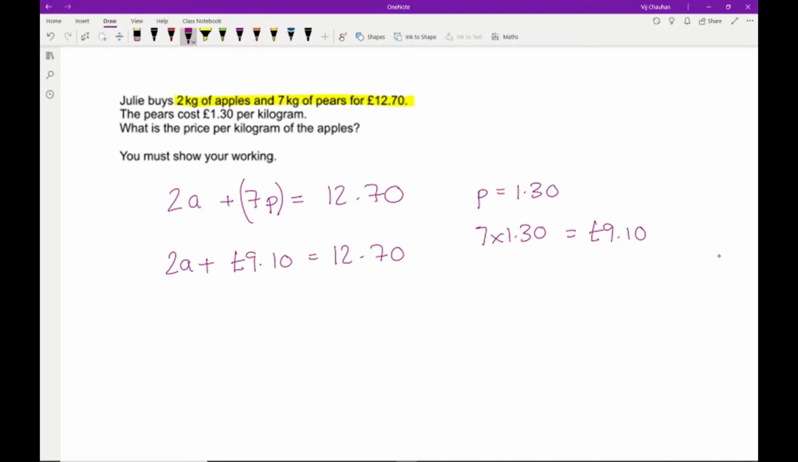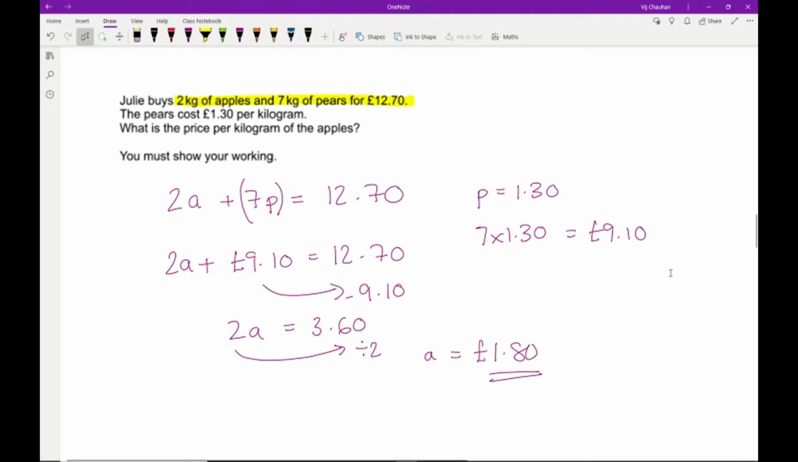Now we need to try and get a by itself. The £9.10 is adding, so we need to take that away to get rid of it. So 2 apples cost a total of £12.70 minus £9.10, which gives me £3.60. If 2 apples cost £3.60, to work out the cost of 1 apple I divide by 2, which gives £1.80. What kind of shop is she buying these from? I have no idea, but that is pretty dear.